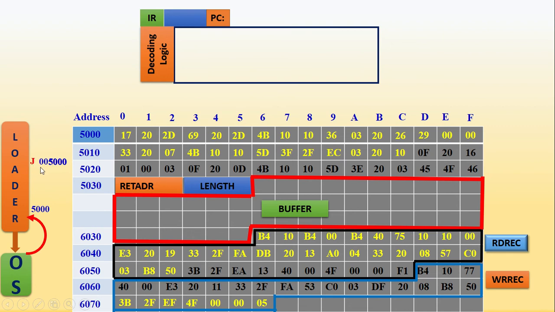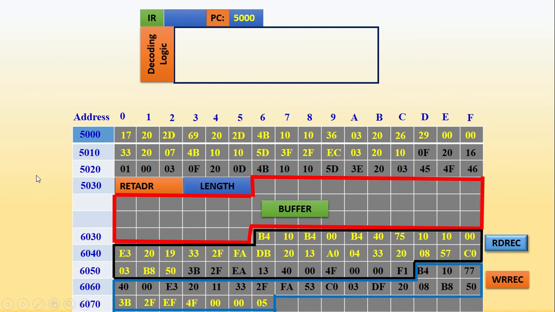So when jump followed by 005000 is executed, this 5000 will be transferred to the program counter, indicating this is the next instruction to be executed, because the program counter always contains the address of the next instruction to be executed. Once the jump instruction is executed, the loader is not at all necessary, so it is not required now. After 5000 is loaded into the program counter, the operating system loads the linkage register with the return address.